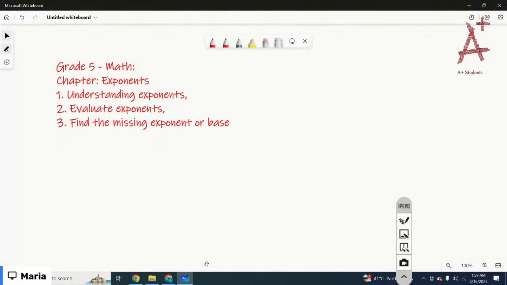We are here for grade 5 math. You can find all the lessons on aplusstudents.com. You have to log in there using your email address and the password provided by the administrator. Then you have to select math from the subject tab.